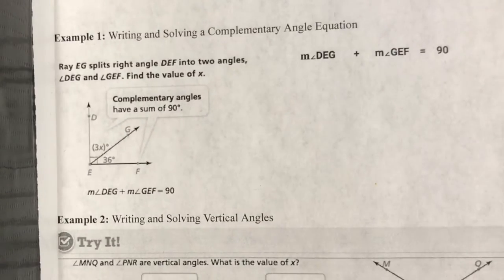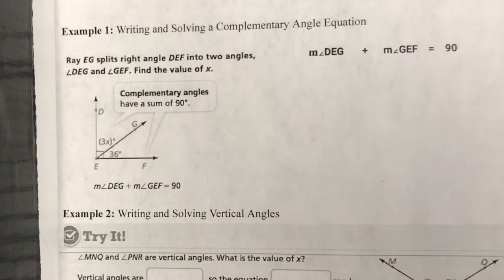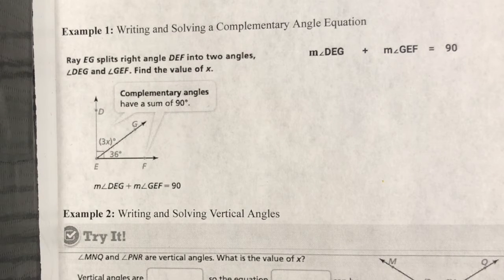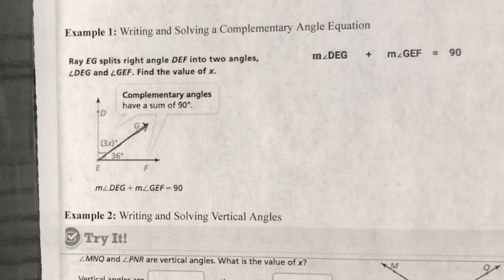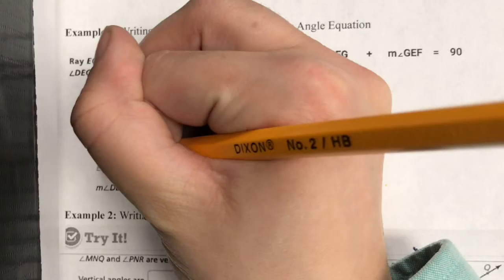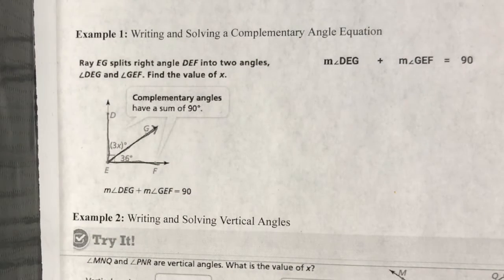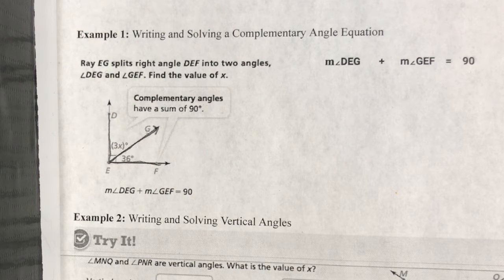So then let's move on to some practice, which is combining these terms, so this is the geometry, with the equations we've been doing in the past few weeks. So, fun stuff. We're going to be writing and solving complementary angle equations. We are told here that ray EG splits a right angle, DEF, into 2 angles, DEG and GEF. And we want to find the value of x, is what they're telling us. Complicated, but not that hard if we use what we know now about complementary angles.